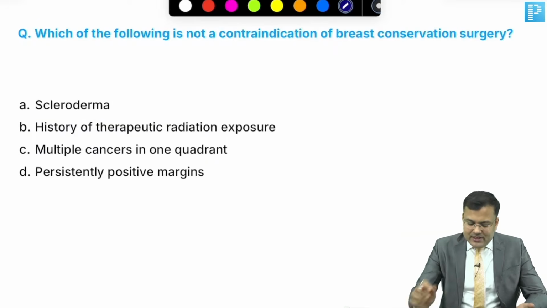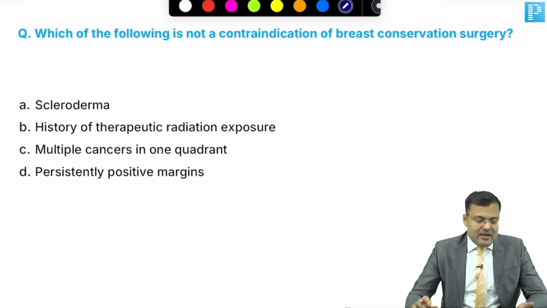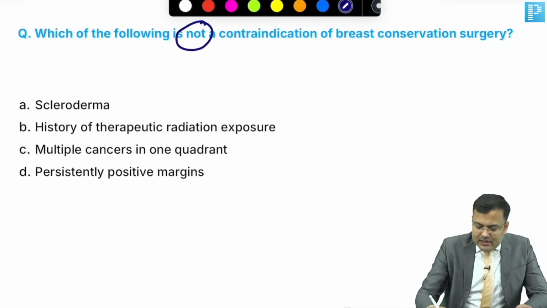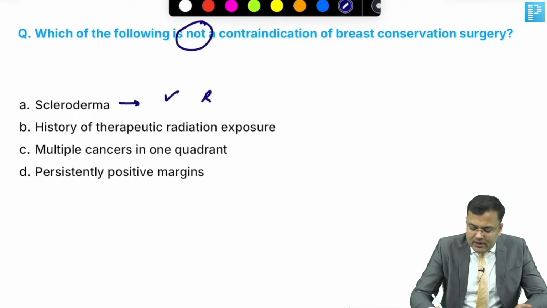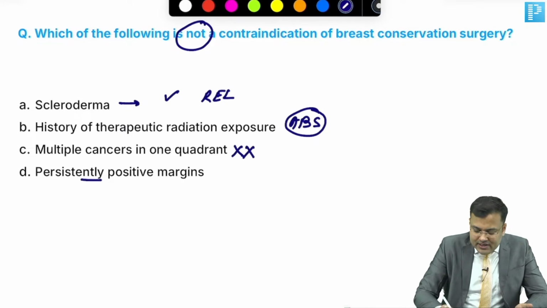Next, you can see: which of the following is not a contraindication of breast conservation surgery? I am waiting for your reply. Let me see who is going to mark this question correctly. Which of the following is not a contraindication? Guys, let me tell you, scleroderma, yes, it is a relative contraindication. History of therapeutic radiation exposure, this is an absolute contraindication. Multiple cancers in one quadrant, it's not a contraindication. And persistently positive margin, again it's an absolute contraindication.